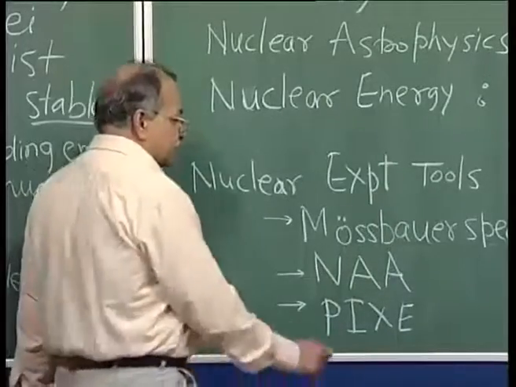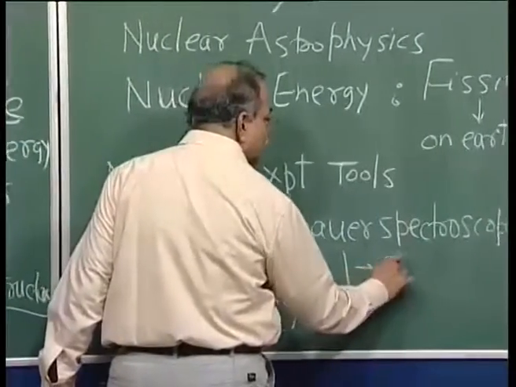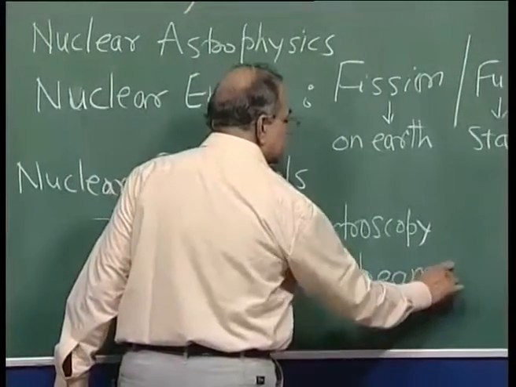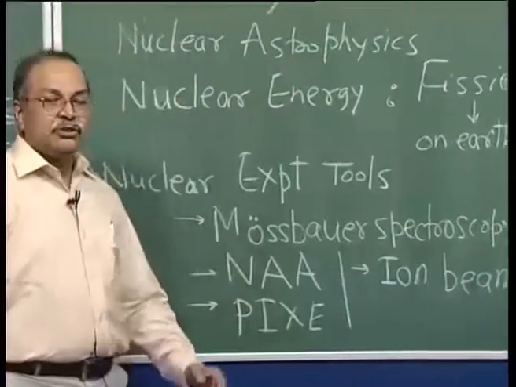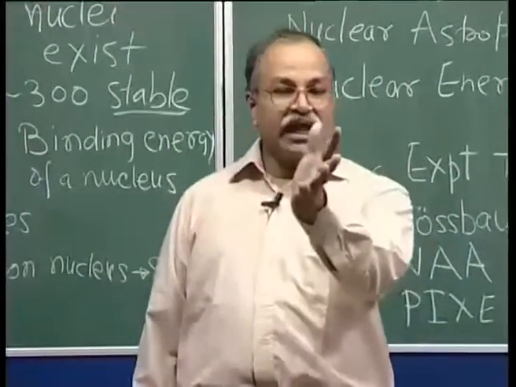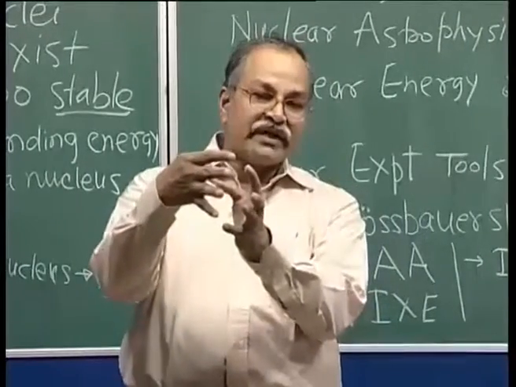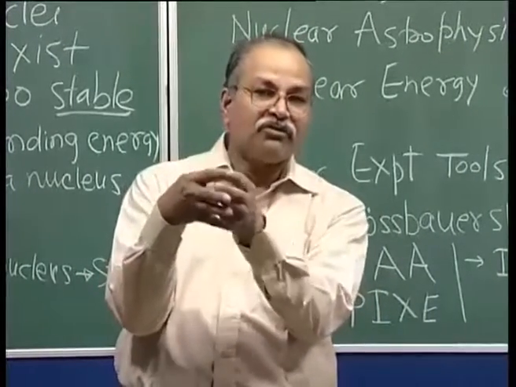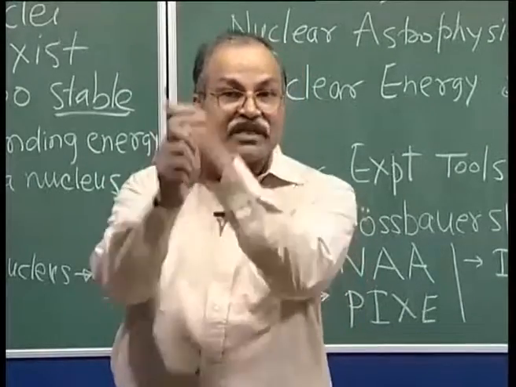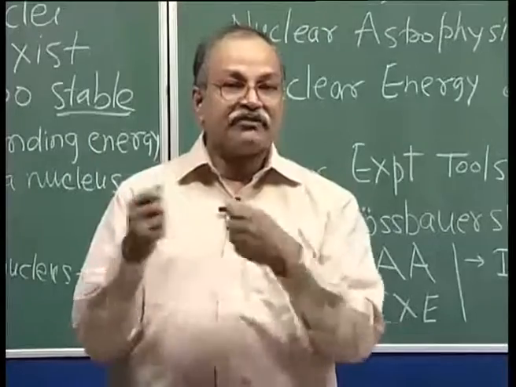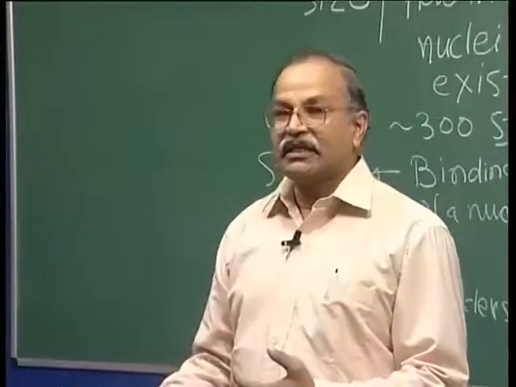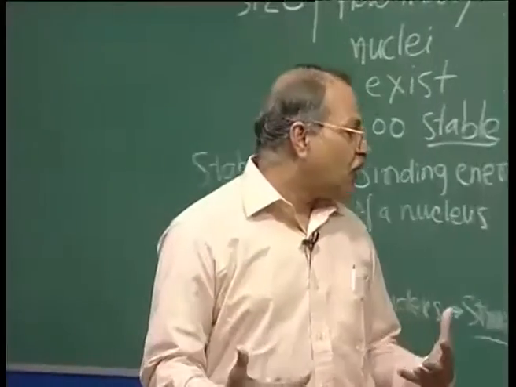Then ion beams. You have ions and you accelerate the ions and then you allow these ions to fall on some materials, and then these ions do some kind of modification in the material, and from that ion matter interaction many things can be done. It's a very hot area.